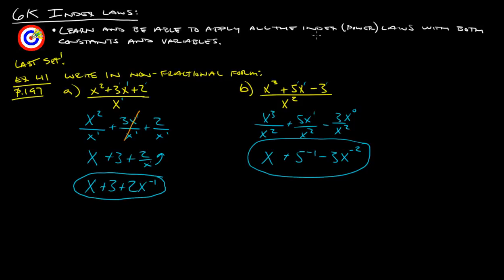Okay, we're all done. Finally. So you've learned, and you should be able to apply all the index laws. And again, there are 7 of those, with both constants and with variables. And then you're actually also combining those index and power laws together.